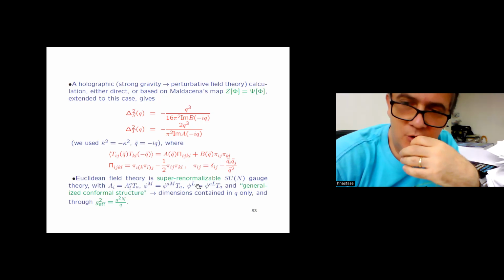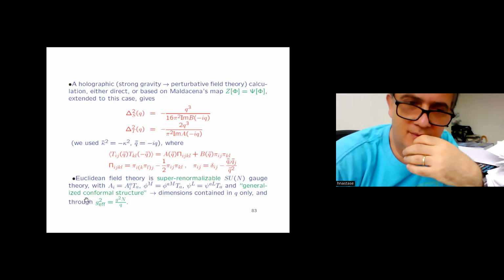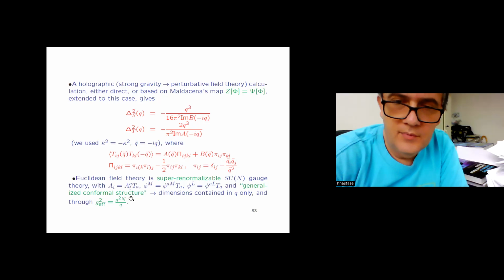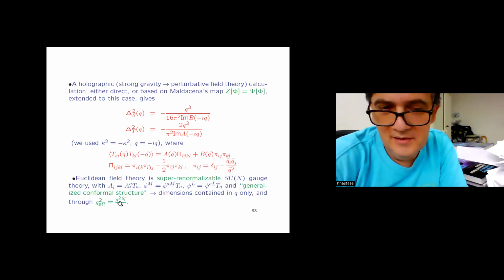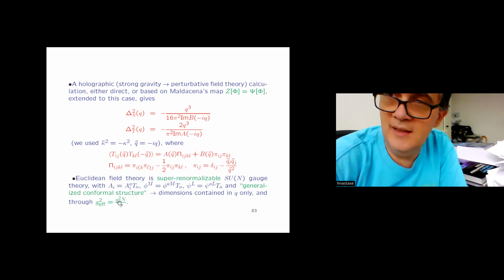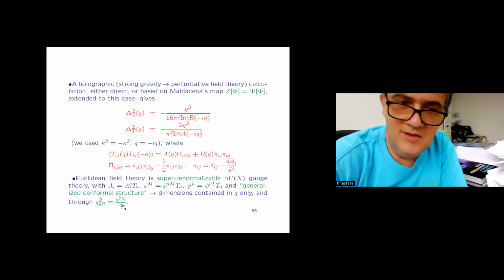And the theory must be super renormalizable and have generalized conformal structure. Generalized conformal structure means the following. It means that dimensions in this theory, the only dimensions, are contained in the dependence on Q, and specifically through this effective coupling G squared N over Q. Remember, in 3 dimensions, G squared has dimension 1. So G squared N over Q is dimensionless.